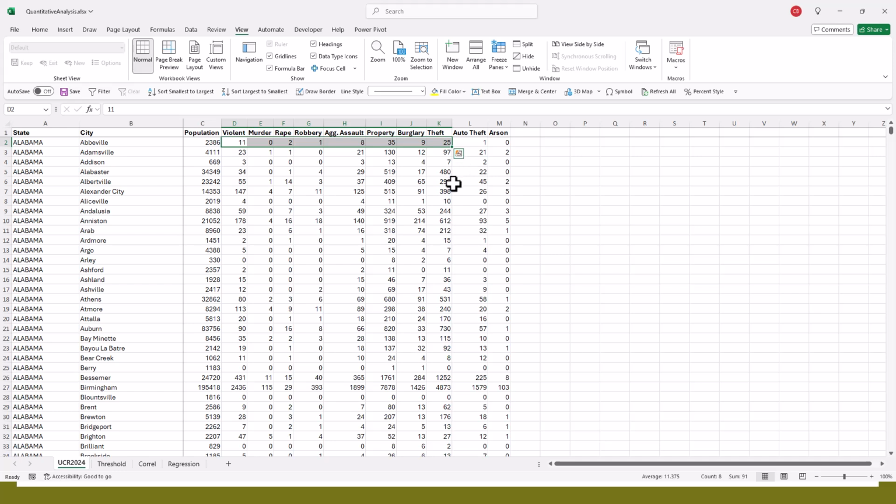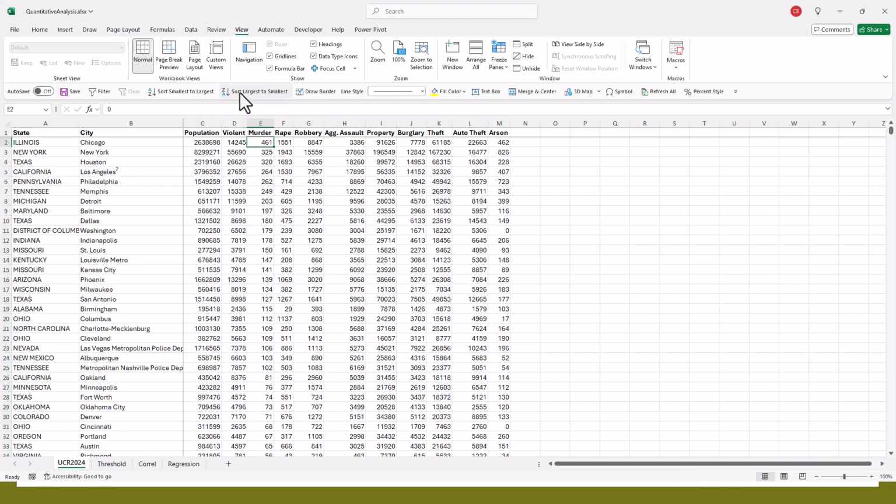But in any event, we want to calculate our rates, right? Because it's easy enough to sort this by total. What city had the highest murder total in the country? Well, Chicago did, at 461 murders. Does that mean Chicago is the most dangerous city in the country? Well, not necessarily. It has a population of 2.6 million people.